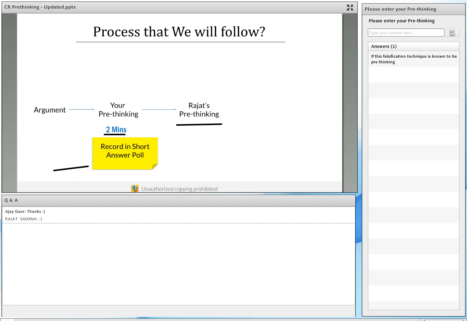So what are we going to do? I'm going to give you an argument, and I'm going to give you 3 minutes to do your pre-thinking. So ample amount of time to do your pre-thinking. Even though I say 2 minutes, I'm going to give you 3 minutes over here. I don't want you to rush through things.